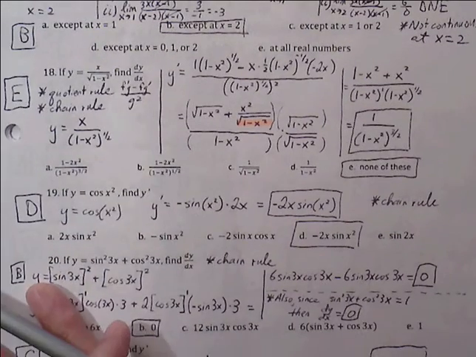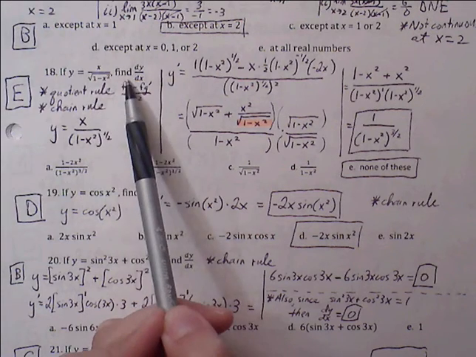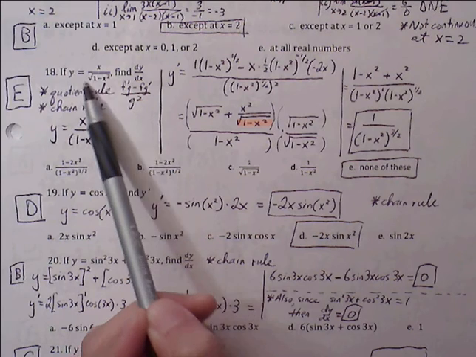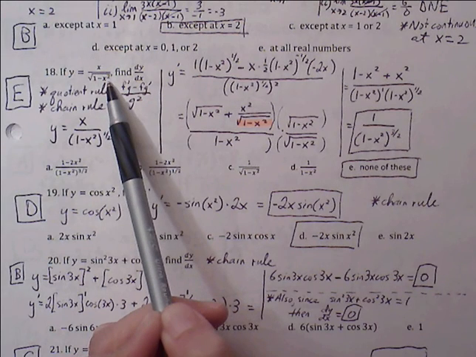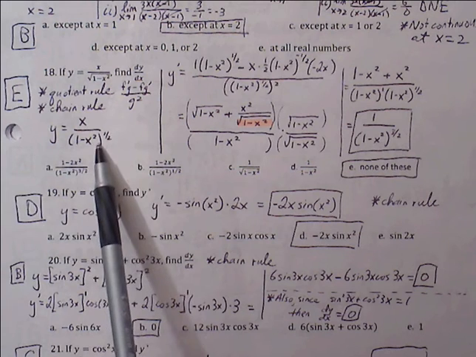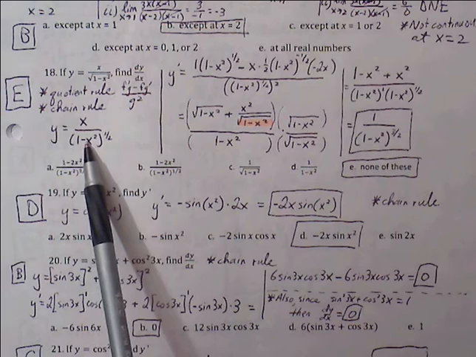Okay, number 18, we're given a function here, numerator over denominator. We want to find dy over dx. So looks like we have to go through quotient rule. But quotient rule, look at the denominator though. We also have to think about going through chain rule. So chain rule, denominator, we have an outside portion and inside portion. Okay, outside and inside the parentheses.